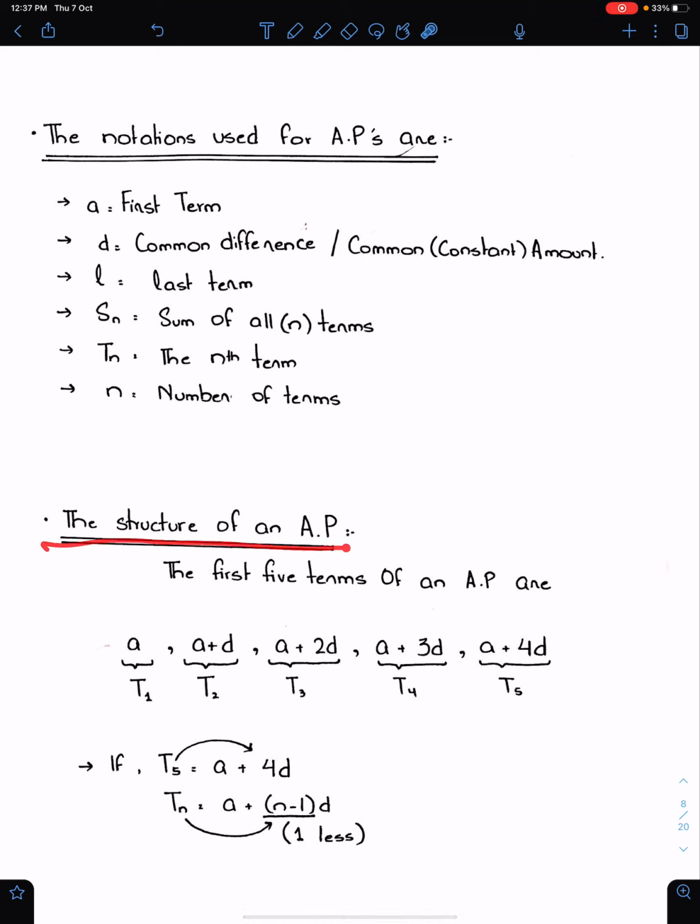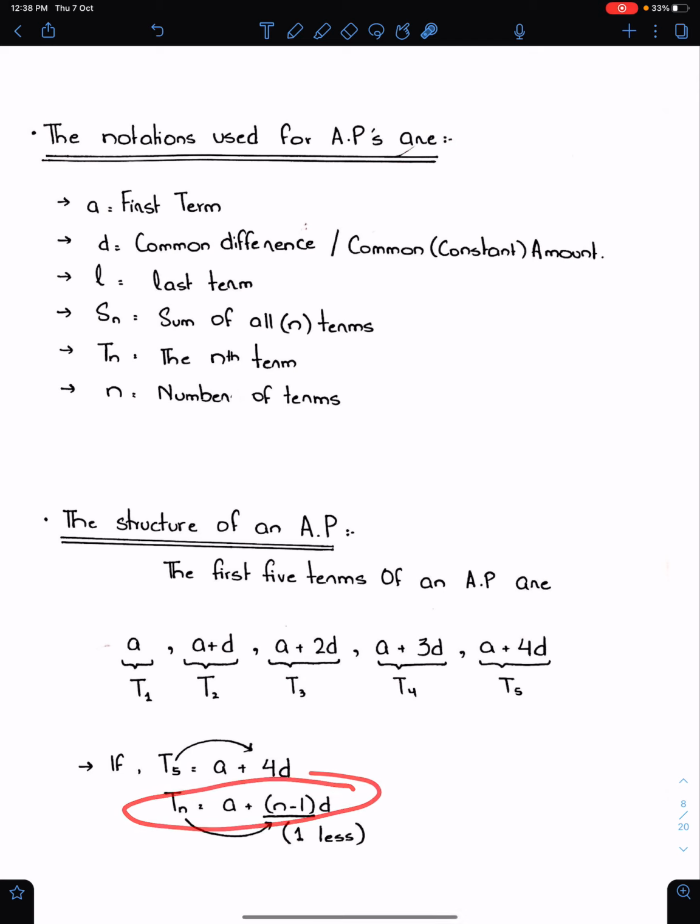The structure of an AP, this is very important to solve questions of AP. The first five terms of an AP are A, A plus D, A plus 2D, A plus 3D, A plus 4D. See this thing, the coefficient of D and the term number. The term is 5 and coefficient is 1 less. Here the term is 4 and the coefficient is 1 less. So if I ask you write down the term T10, then you should write A plus 9D because this number is 1 less with respect to this number.